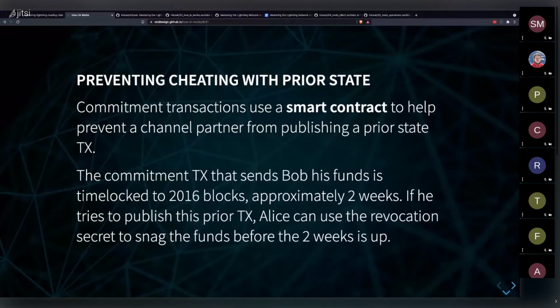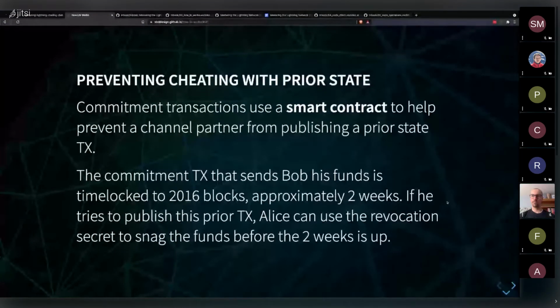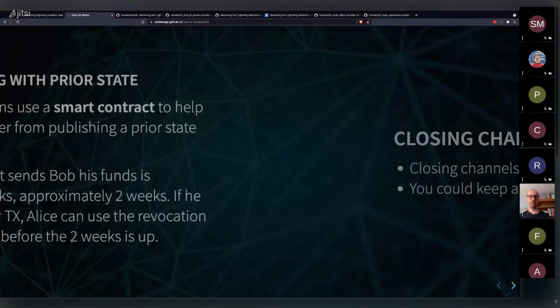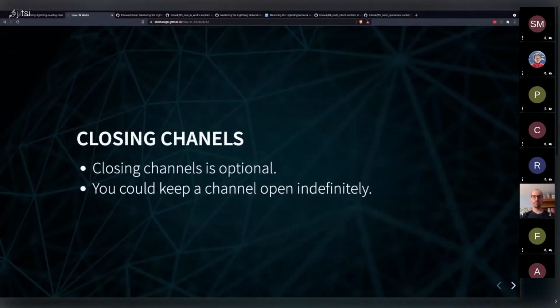So this is where we left off last time, and we talked about ways that punishment transactions could be used to prevent a channel partner from cheating with prior state. And that leads us into our next topic, which is about closing channels. One interesting point I thought the authors brought up is that closing channels is optional if you think about it. You could keep a channel open indefinitely if you wanted to, provided that you had enough Bitcoin in your Lightning channels and enough well-connected channels and you kept the liquidity balanced. You could theoretically keep them open as long as you wanted to, as long as your channel partners were willing, and you would be able to spend all that Bitcoin on the Lightning Network. So that's an option.